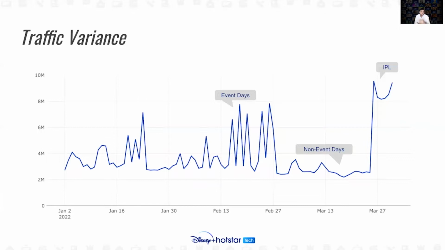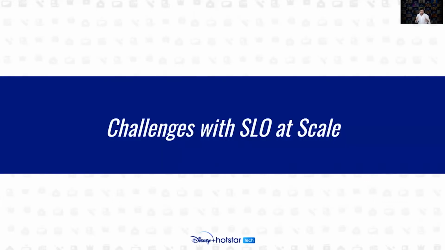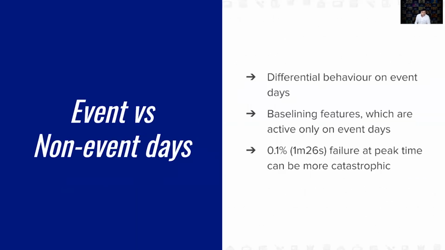We generally call days when there is a high peak or a high concurrency event as event days, and the rest of the days are treated as non-event days. IPL is a format of event days where we have continuous 60 days of peak traffic happening every day. Because of this sheer scale we deal with, both in the form of traffic variance and the volume of subscribers, we have come across a lot of challenges using SLOs. I just want to walk you through some of those challenges.